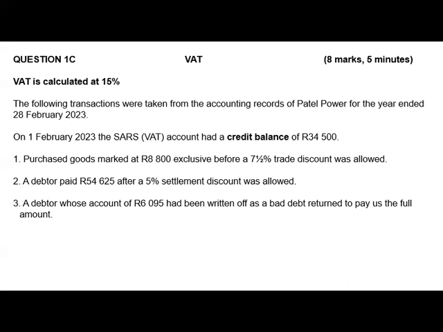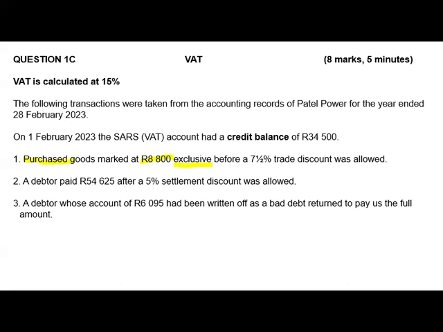For instance, let's just read the first one. It says purchase goods marked, which means that is the selling price. The selling price of these goods is 8,800. And then they specified it's VAT exclusive. What if they didn't mention that it's VAT exclusive? If they did not mention that it's VAT exclusive, it means that the selling price will be VAT inclusive, okay? Now, it's before a 7.5% trade discount was allowed.